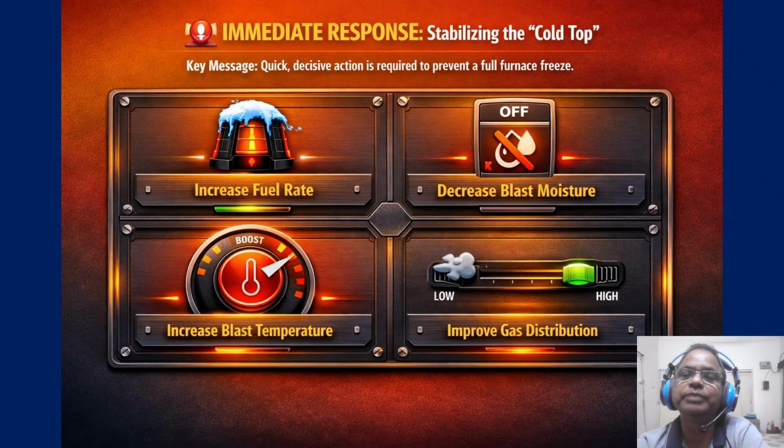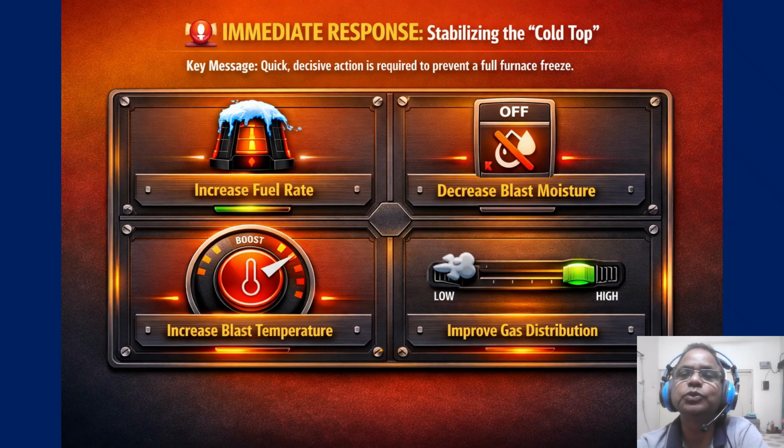And fourth, improve gas distribution, stop cold gas from channeling up the center. These are firefighting measures. They stabilize the furnace in minutes to hours. They will not solve root causes, but they will buy you time to plan the real fix. So remember, fast, decisive action prevents a full furnace freeze.